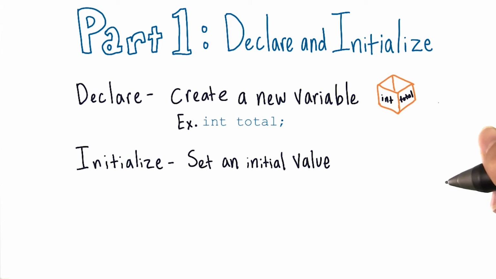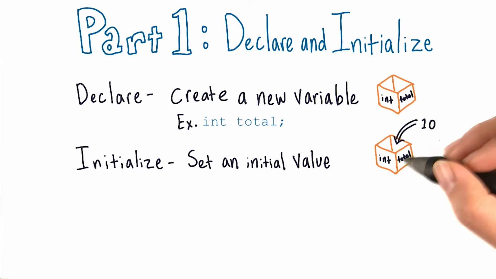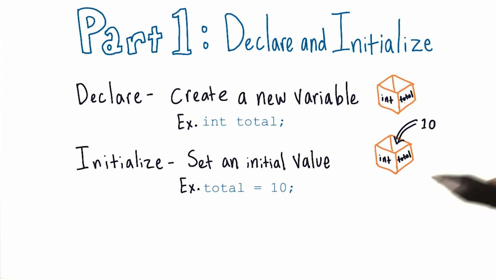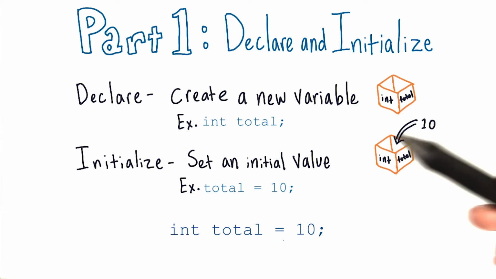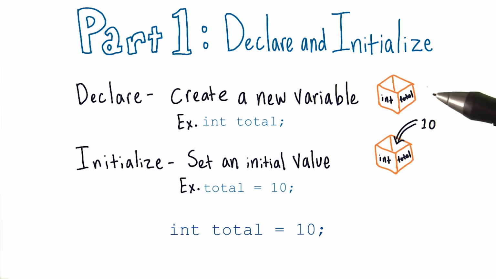Initializing, on the other hand, is when you set an initial value for a variable. It's that act of putting something inside the box. And in code, it looks like this: total equals 10. Now, oftentimes you'll combine the two, both declaring and initializing, and write a code statement like int total equals 10. This both creates the box and puts the value inside the box all in one statement.